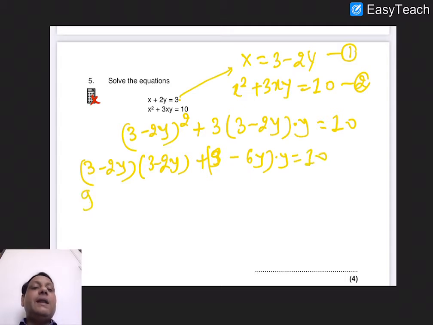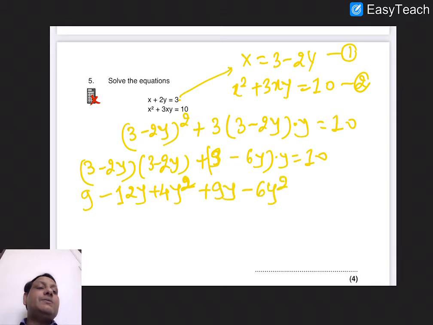So here we are getting 9, and then you know the simple a minus b whole square formula, so you can apply it here, and it's going to be 9 minus 12y plus 4y square, right. Then we are getting plus 9y minus 6y square is equal to 10. So 4 minus 6 gives minus 2y square, minus 12 plus 9 gives minus 3y, and plus 9 minus 10 is equal to 0.